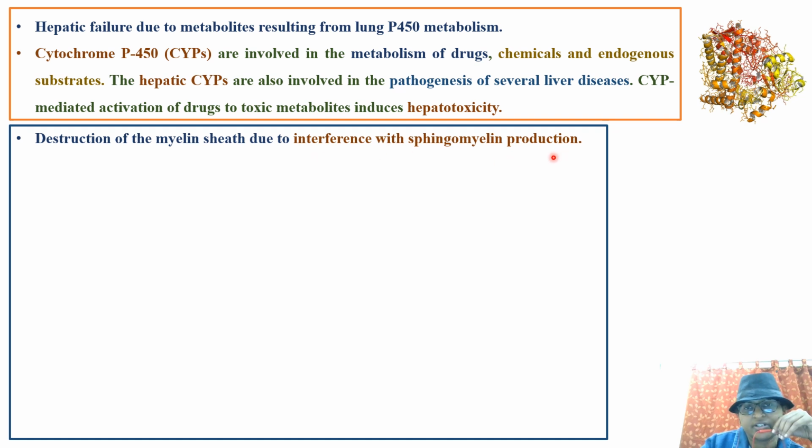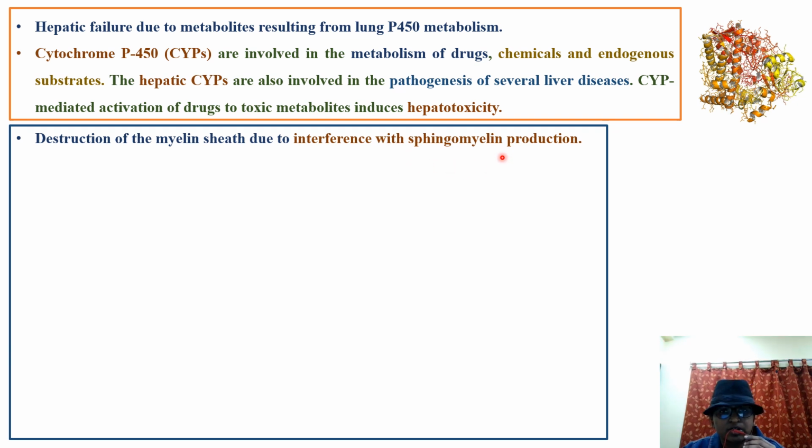See, don't get deviated from the topic. We are discussing calcium oxalate. We are also discussing other options in this video. Okay, hepatic failure due to lung P450 metabolism, and destruction of myelin sheath, now we are talking about a neuron. See how it is affected. Destruction of myelin sheath due to interference with sphingomyelin production.